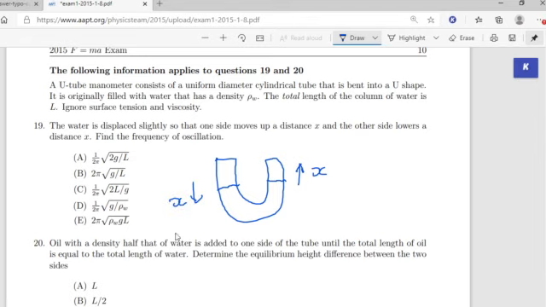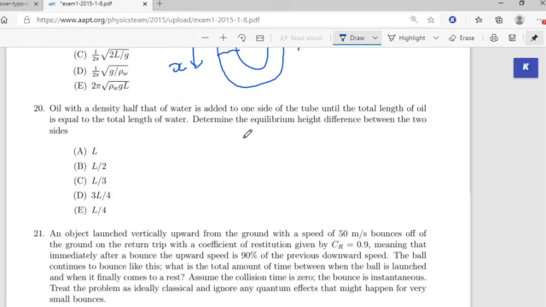Huh. Yeah, I've never seen oscillation with water, only like springs and pendulums. That is interesting. Hmm. Yeah, I think I'll skip this one, and I'll also skip this one since it's based on the previous one.